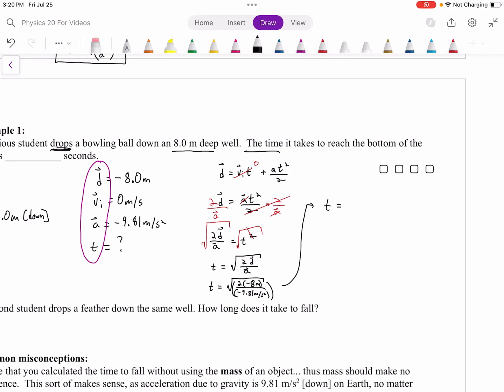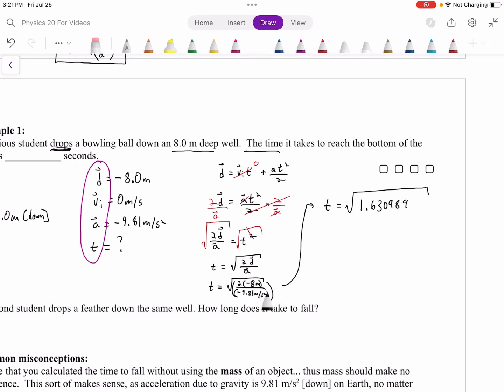So maybe first do 2 times negative 8, divide that by negative 9.81, and then press enter. And then you've got what you need to take the square root of, right? So I might do that. So this is the result of just doing everything inside the square root.